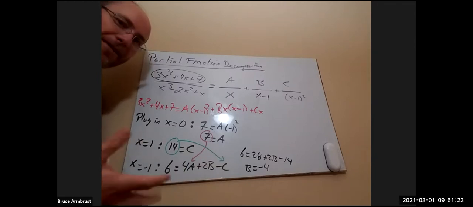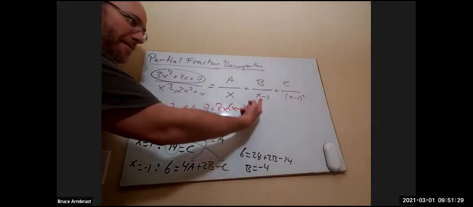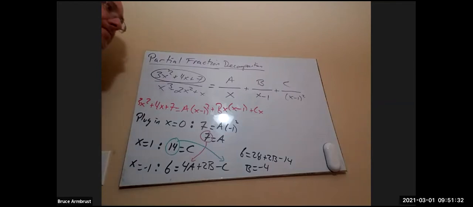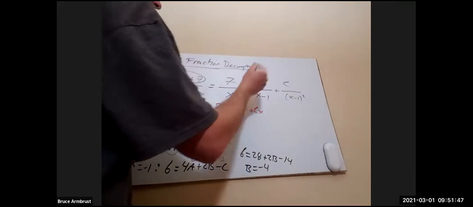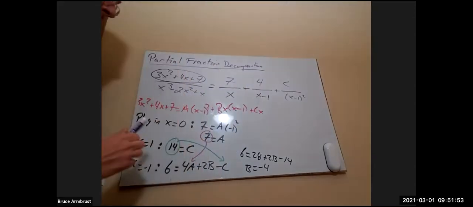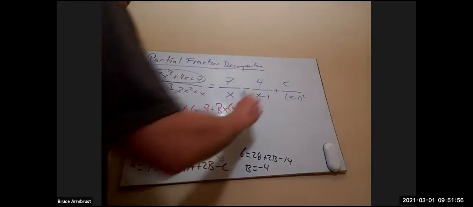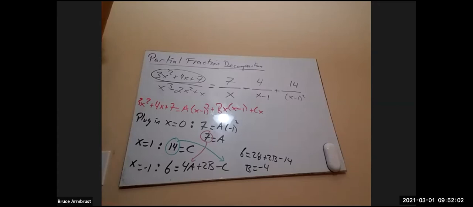But we're still not done. Now we get to put those a, b, and c back into this. All right, so we had a over x. Well, a is 7. We have b over x minus 1. B is -4. So I'll put the negative out front, make it a subtraction. 4 over x minus 1. And then c was 14. So we have 14 over x minus 1 squared.